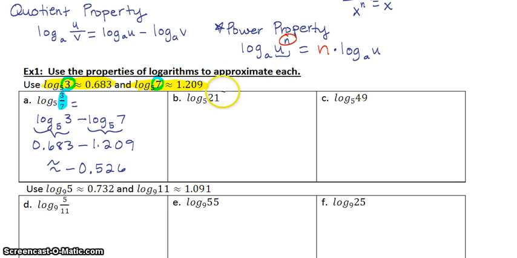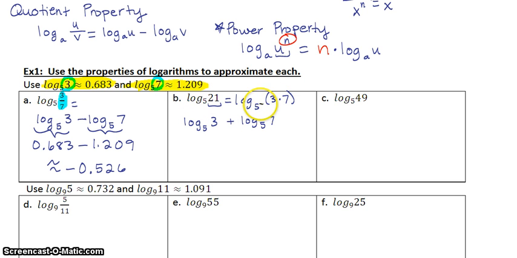Part B. Now I need to think of the number 21. How is the number 21 related to 3 and 7 is what I'm asking myself. And hopefully you can see that the number 21 is related in that it is 3 times 7. So when I rewrite it as log base 5 of 3 times 7, now it matches with my product property. So now it matches with my property that I can split this up into log base 5 of 3 plus log base 5 of 7. And this is equal to this.